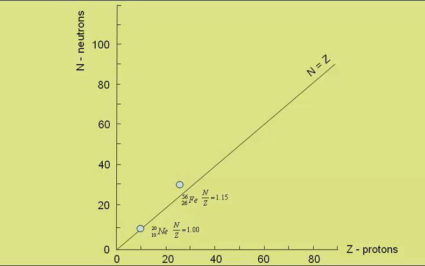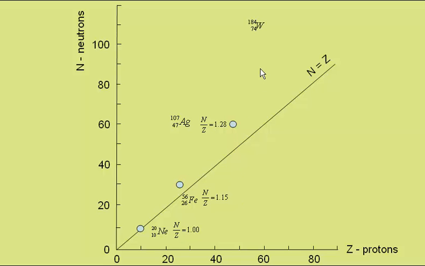The next isotope I'll look at is silver 107. This has 47 protons and 107 minus 47, which is 60 neutrons, and appears here. Again, doing number of neutrons divided by number of protons, we've now moved up to 1.28.